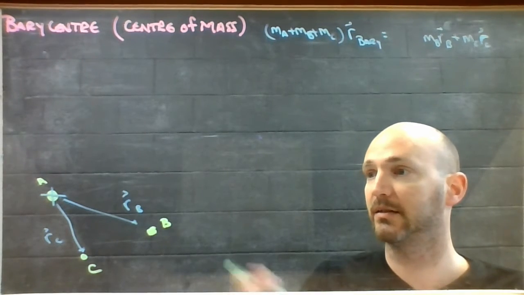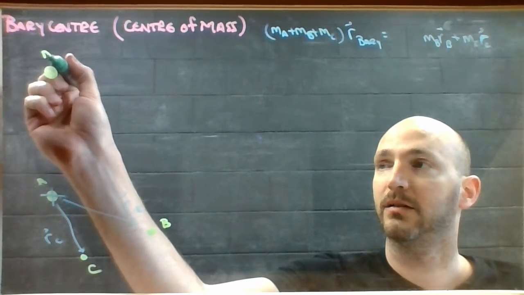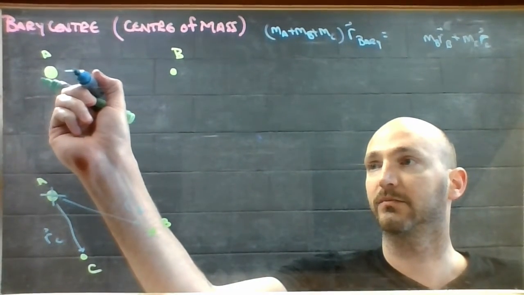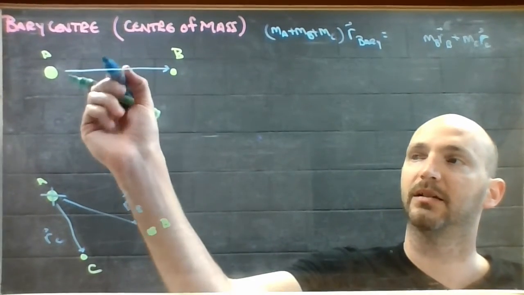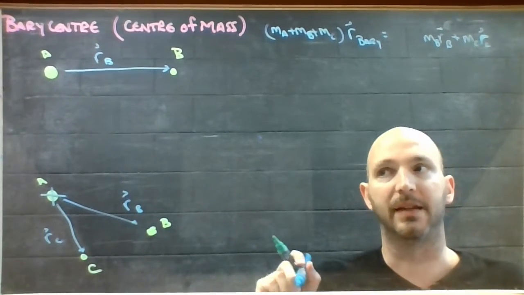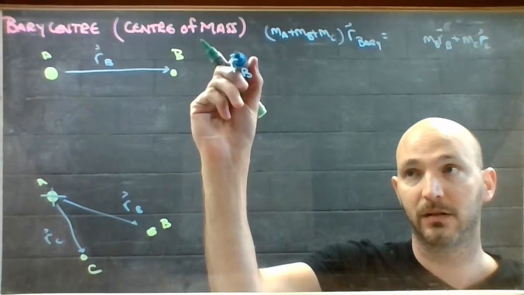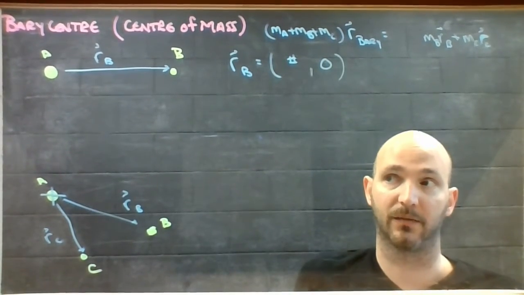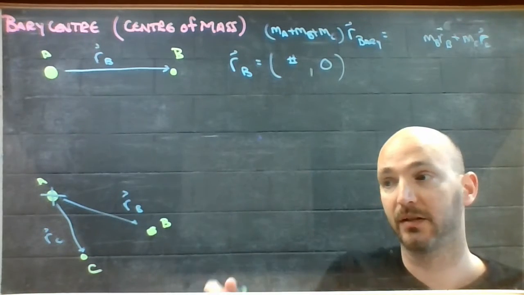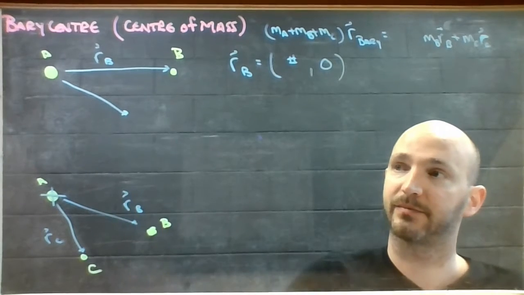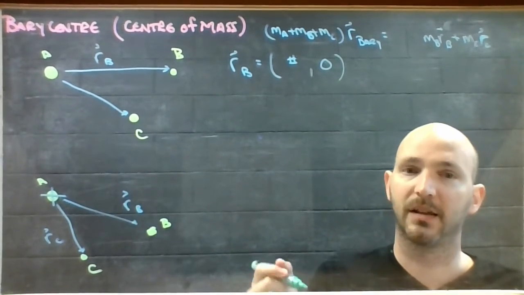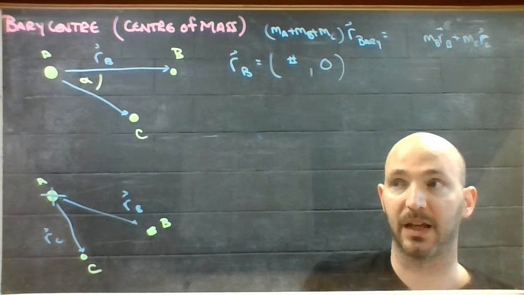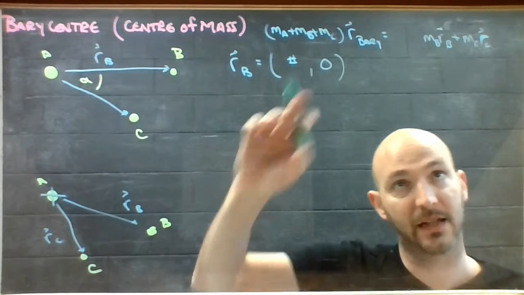So if I take object A and I make object B directly horizontal from object A, I kind of missed there, that's all right, then the vector for RB is just going to be the separation between A and B, so there'll be a number here, and then zero in the vertical component, because I've chosen to orient the problem this way. That means that object C will be something like this. And so really all I need in order to identify the location of object C is this angle here, alpha. And if I knew that, then I'd be able to write the vector for RC, and I'd be able to do my barycenter stuff.